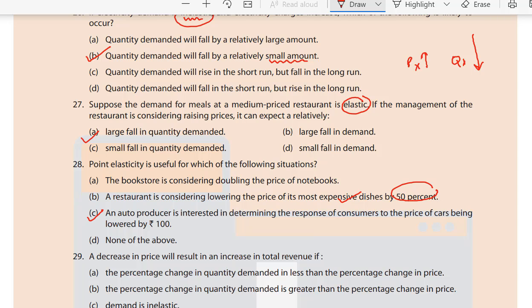Why? Because over here, just see, the relationship between demand and the price is given. So interested in determining the response of consumers to the price of cars being lowered by 100. So the response of consumers will be to the price of cars being lowered by 100. So the price is decreasing, so demand will increase.